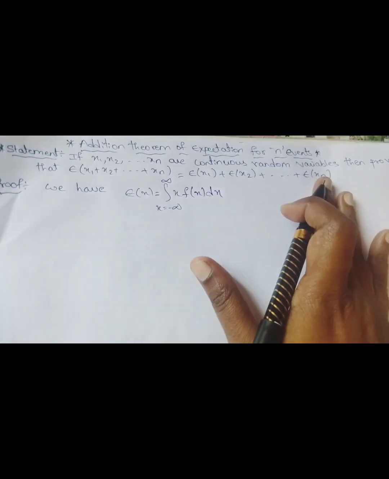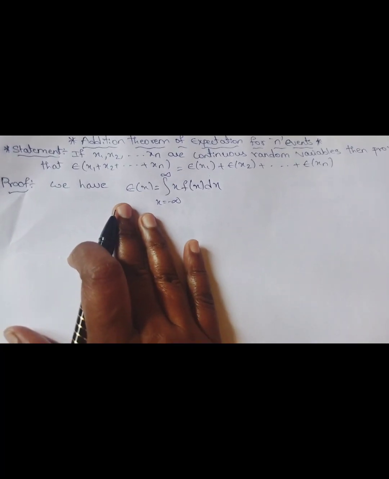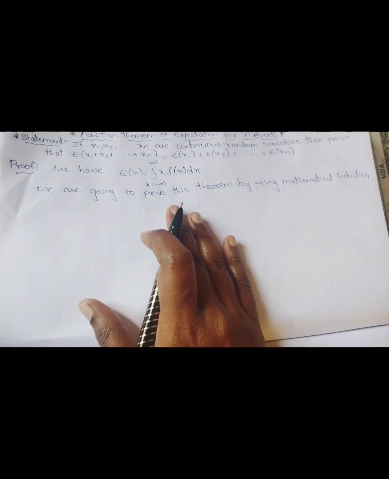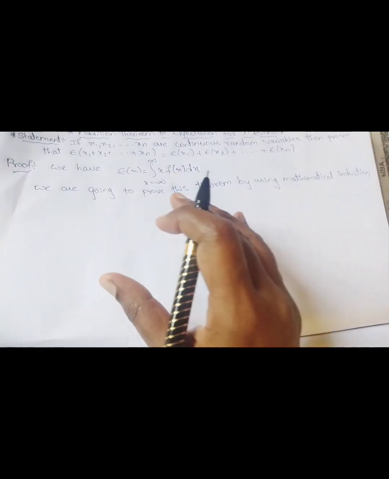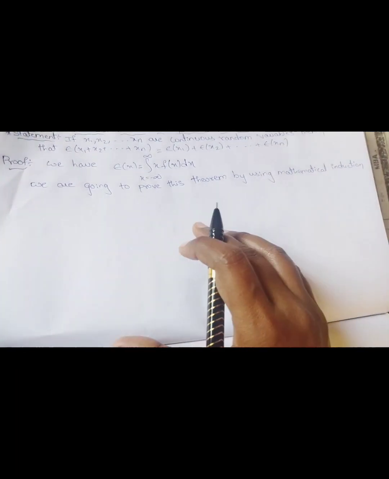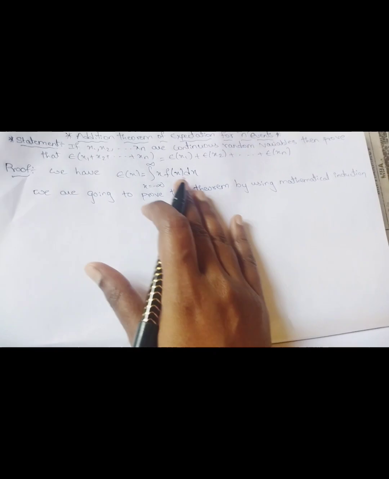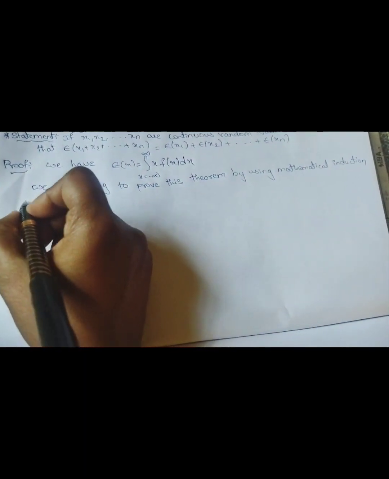Now we prove this theorem by using mathematical induction. In mathematical induction, case 1, we will prove that the theorem is true for n equal to 2 events. In case 2, we will assume that the theorem is true for n equal to k events. And in case 3, we will directly prove that the theorem is true for n equal to k plus 1 events, so that our proof is done. So now let us go for case 1.